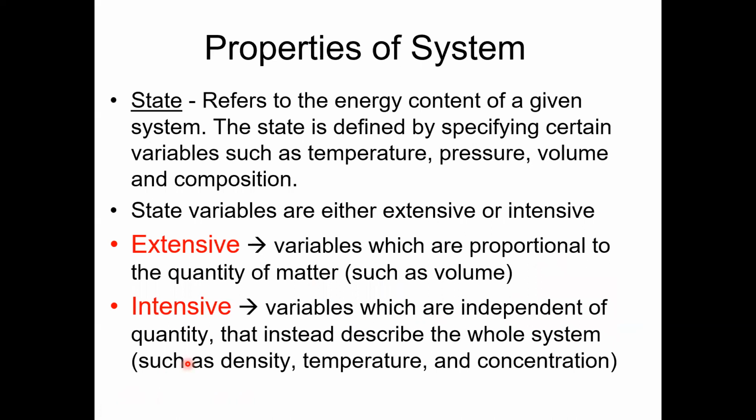Properties of a system refer to the energy content of a given system. The state is defined by specifying certain variables such as temperature, pressure, volume, and composition. State variables are either extensive or intensive. Extensive variables are proportional to the quantity of matter, such as volume. Intensive variables are independent of quantity and instead describe the whole system, such as density, temperature, and concentration.